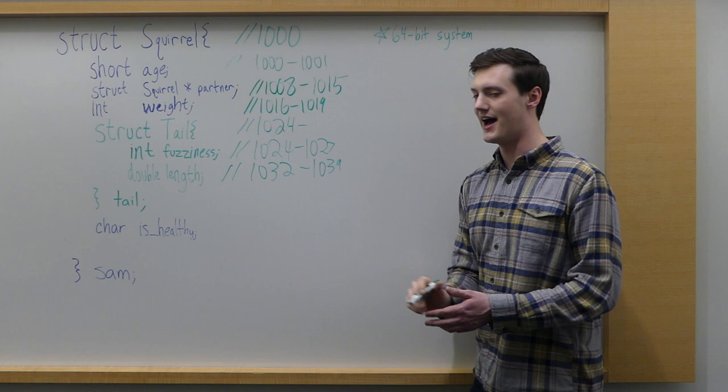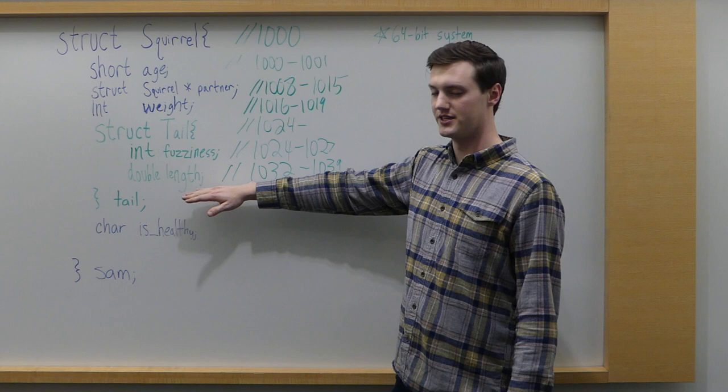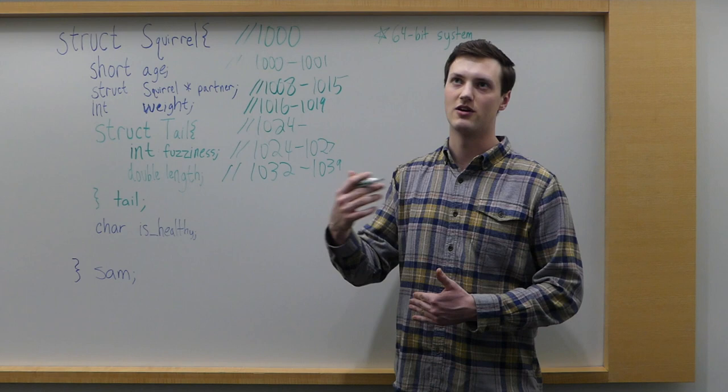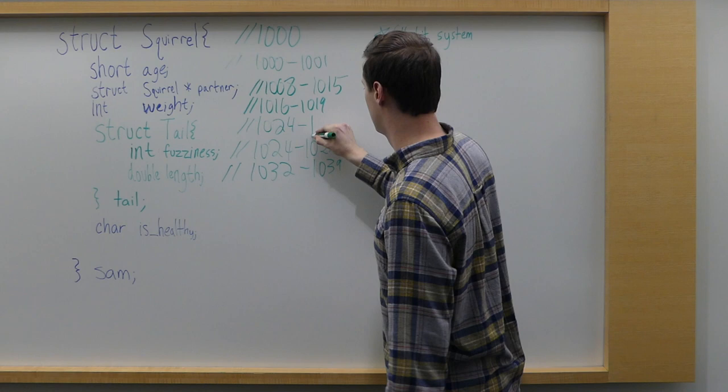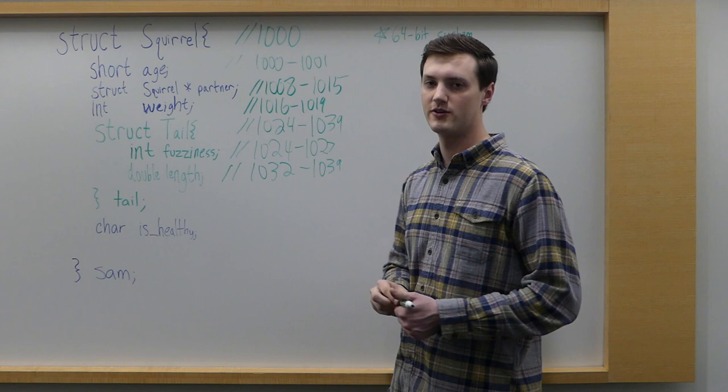And now we see that we have the addresses ranging from 1024 to 1039. And so this is 16 bytes, and 16 is divisible by our largest primitive type, which is double, or 8 bytes. So that means that this struct already fulfills this third rule that we talked about, where the size needs to be divisible by the size of the largest primitive type. So then we can just say that this struct goes from 1024 to 1039. Okay, and then lastly, we have this 1 byte char is healthy. Chars are just 1 byte, so they can start anywhere. So we'll take the next available address, which is 1040.